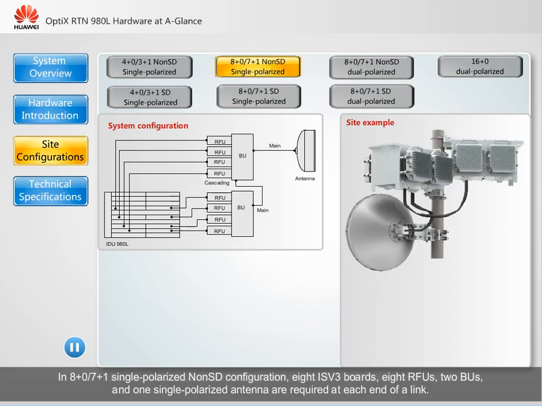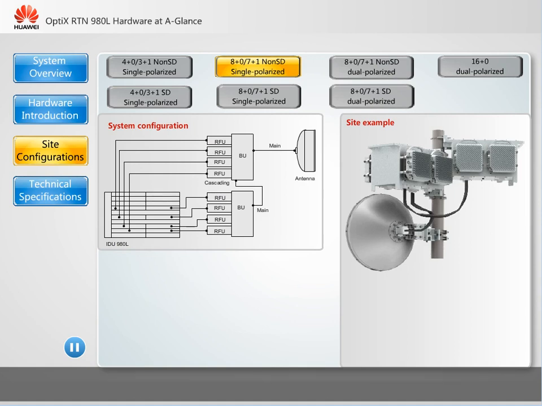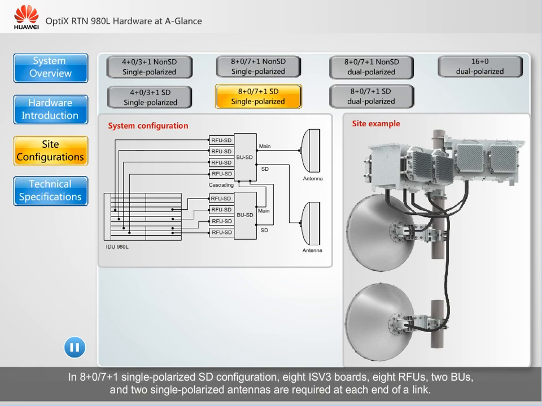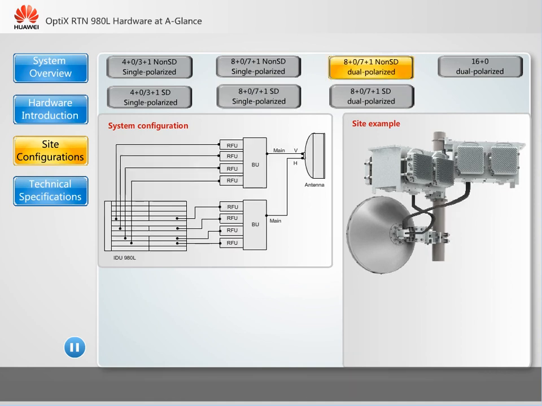In 8+0 or 7+1 single polarized non-SD configuration, 8 ISP3 boards, 8 RFUs, 2 BUs, and 1 single polarized antenna are required at each end of a link. In 8+0 or 7+1 single polarized SD configuration, 8 ISP3 boards, 8 RFUs, 2 BUs, and 2 single polarized antennas are required at each end of a link.